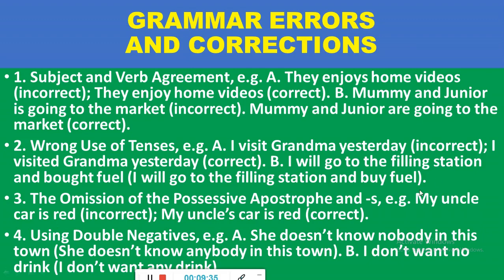So doesn't is negative, nobody is negative. That's what we call double negatives. Now we have to eliminate one of the negatives. She doesn't know anybody in this town. That's the correct version. Then the second example, I don't want no drink. You know, I don't is negative, no is negative. So we have to eliminate one of them. I don't want any drink. All right.